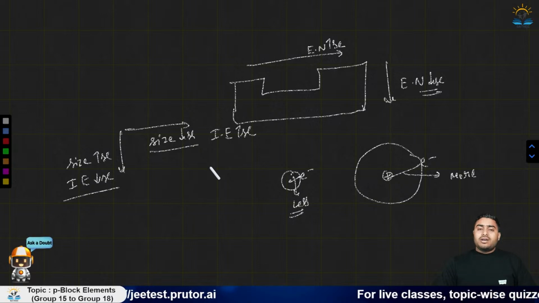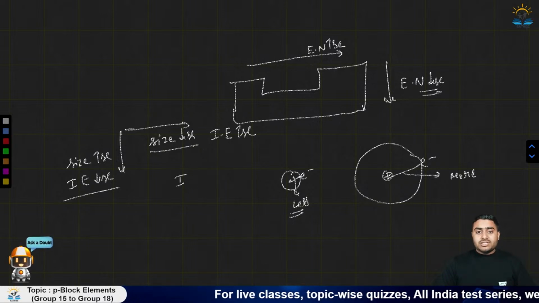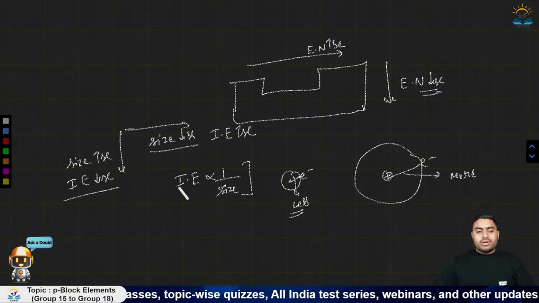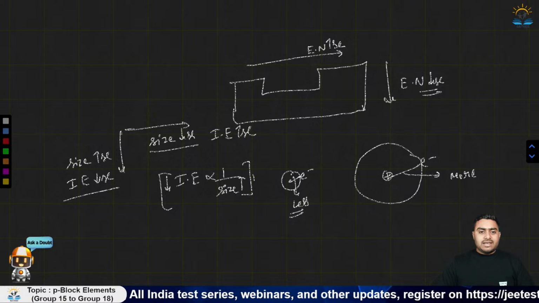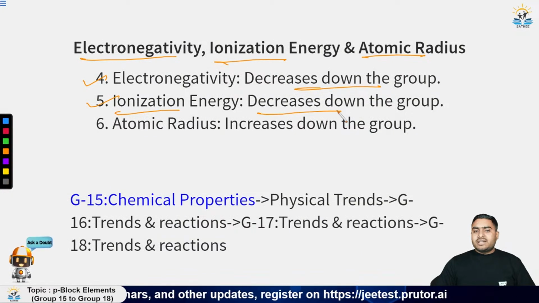So ionization energy or ionization enthalpy is inversely related to size, you can say. If ionization enthalpy is more, size is less, right? You can say if size is more, ionization enthalpy will be less. If size is less, ionization enthalpy will be more. Okay, so you can see here it decreases down the group.